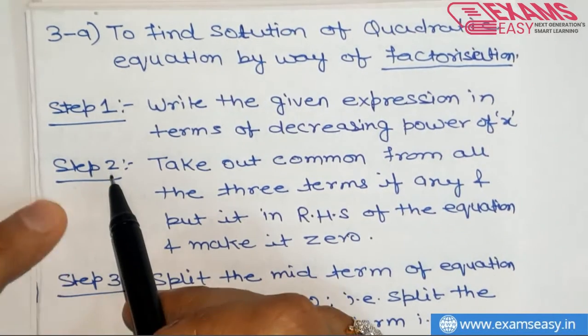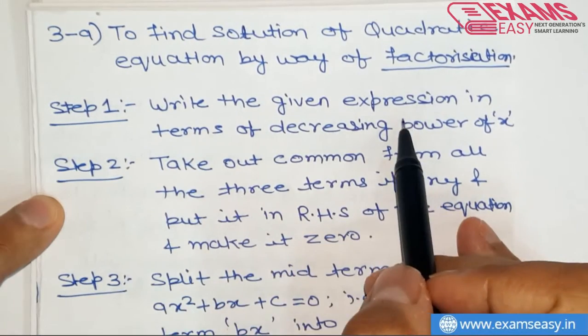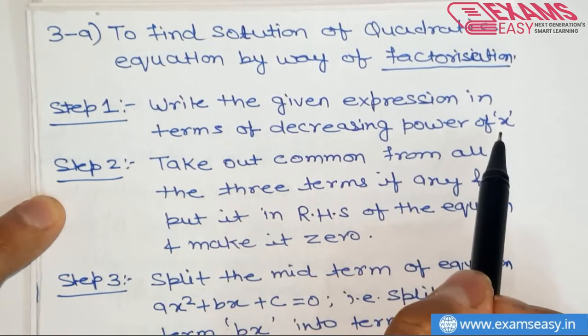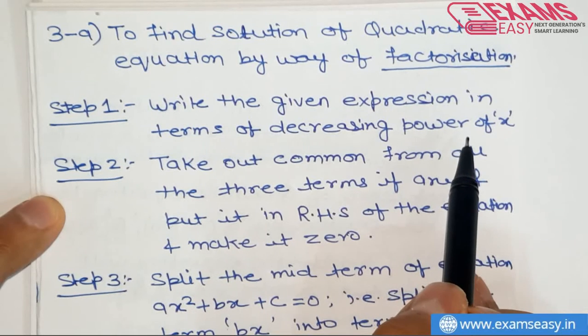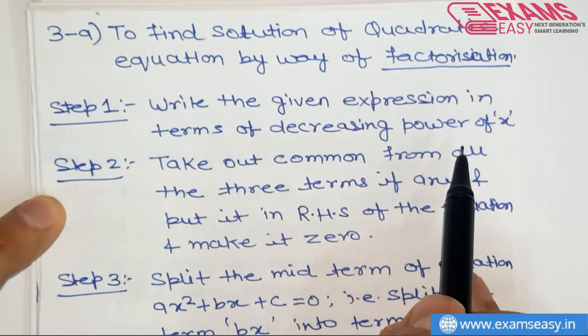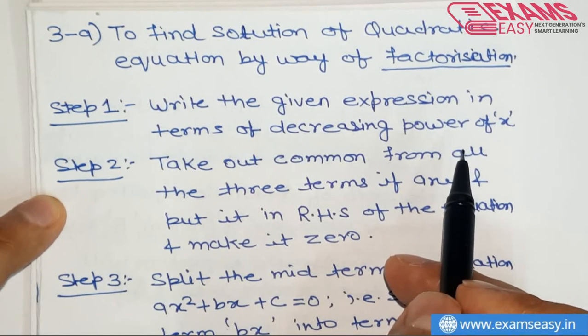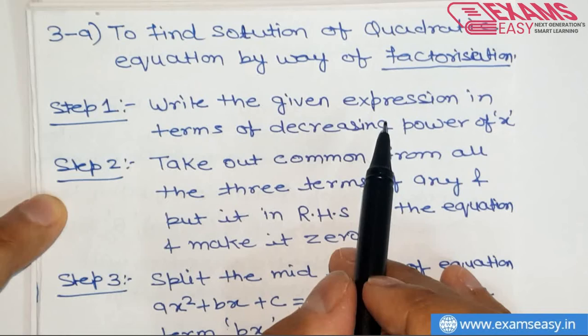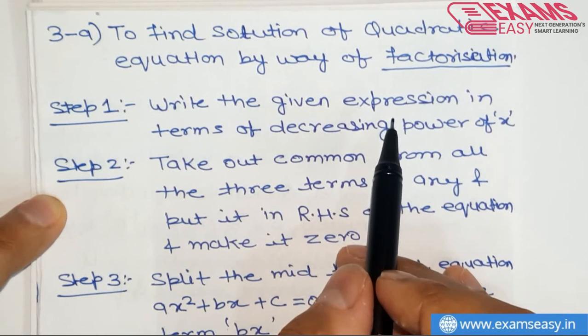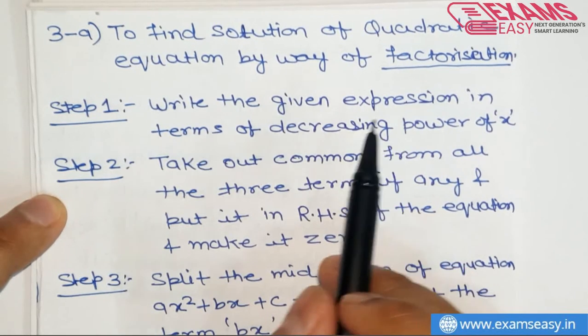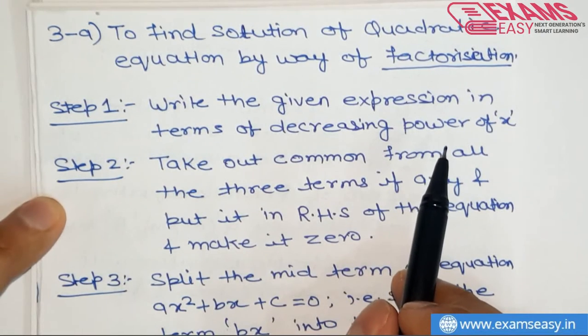So the first step is to write the given expression in terms of decreasing power of x. Suppose an expression is given as x + x² + 2, then we have to write it as x² + x + 2. So the maximum power of x term should come first, then in decreasing manner we have to write it.